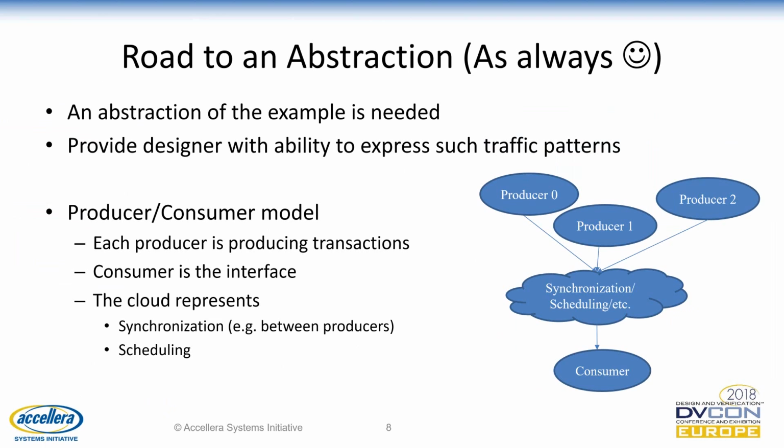So fundamentally, we can abstract this into a set of producers connecting to something, in this case, a cloud, that represents the synchronization and the scheduling in between these producers. Each producer is producing transactions, and the cloud is trying to figure out which one should actually go to the consumer and in which order and so forth. The next step is then to figure out how you would make a realization of the actual cloud and the producers.